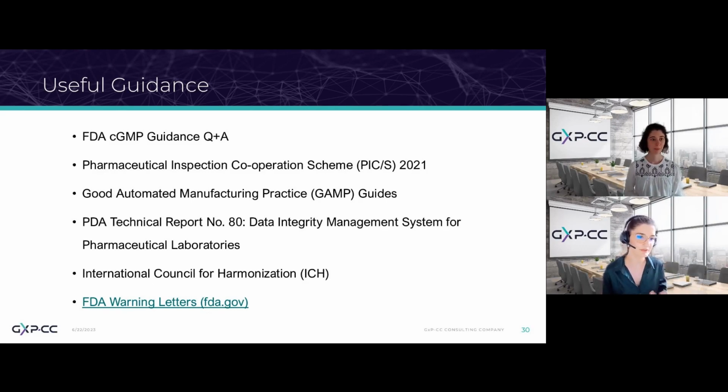So we have different resources. The FDA current good manufacturing practices guidance Q&A is a good one. We have the PICS guidance for data integrity. We have the different GAMP guides for computer system validation and so on. We have data integrity guidelines from the PDA. We have different ICH guidelines, and as James mentioned before, FDA warning letters are a very good resource, as they are real-life examples and they keep up with current practice, and they're not focusing so much on laws that were put up 45 years ago, as James said.